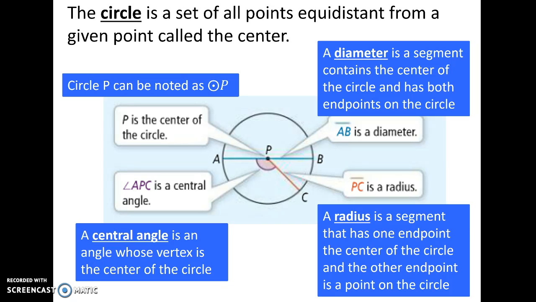Okay, so just some terms that you're already familiar with. A circle is named by its center. A central angle is an angle whose vertex is the center, so the vertex, the middle point there. So angle APC we would call one central angle. A diameter goes from end to end of the circle through the center. A radius is a segment from the center to any point on the circle. So terms again that you're familiar with, and now they're defined and you can see them.